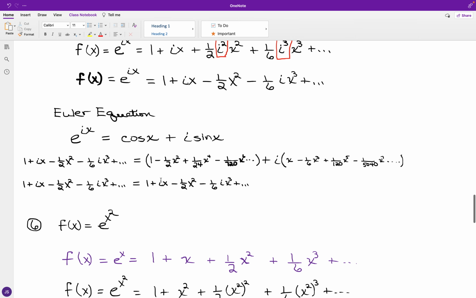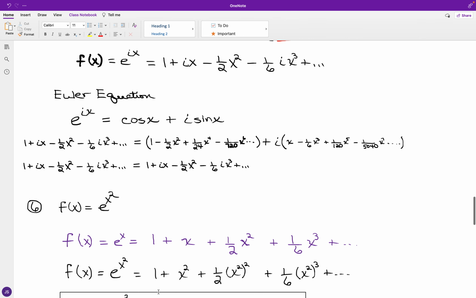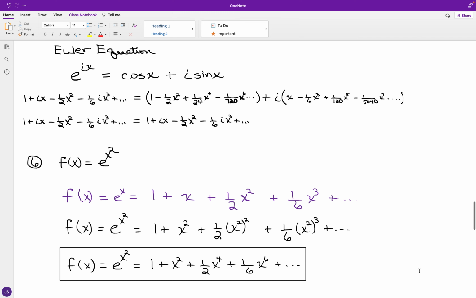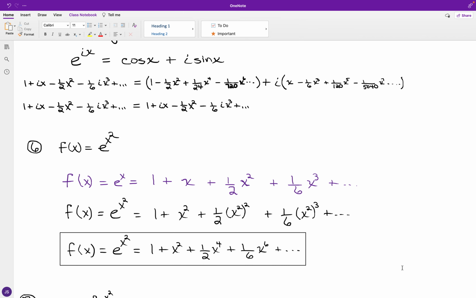And for what we have in the case of e to the x squared, if I take the e to the x series and replace x with x squared, I have 1 plus x squared plus half of the square of x squared plus 1/6 of the cube of x squared. Among the first terms will be 1 plus x squared plus half of x to the 4th, followed by 1/6 of x to the 6th.